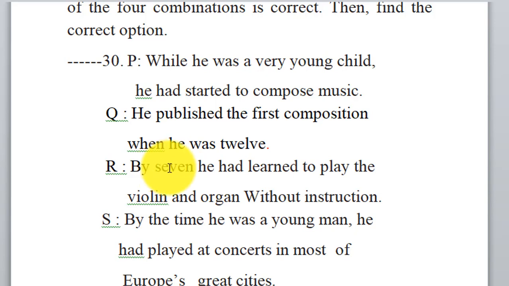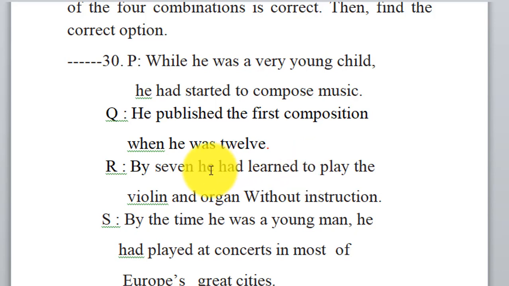By 7 he had learned to play the violin and organ without instruction. Fine. This is the first one. So R should be the first, please, yeah. This is the title, about the boy composing music.